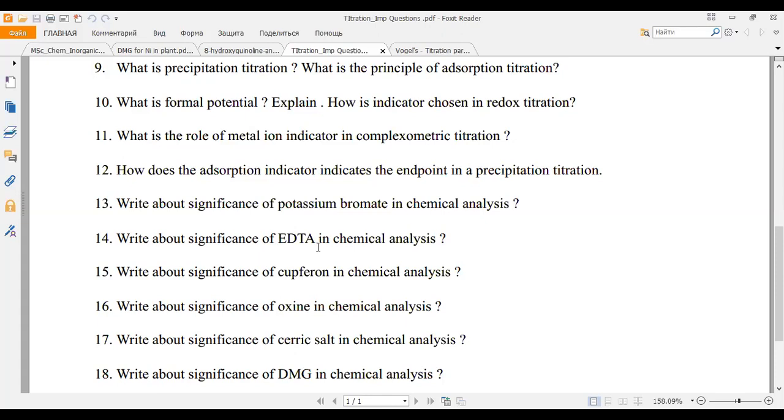For these reagents, make sure you know their formula, specifically what they are used for, and the reaction. Know what types of titration they are used for. For example, potassium bromate is used for redox titration, EDTA is for complexometric titration, and similarly Cupferron and the others. You should know exactly what they are used for and what types of titration, because our course is focused on titration. KBrO3, what it is used for, all those things.